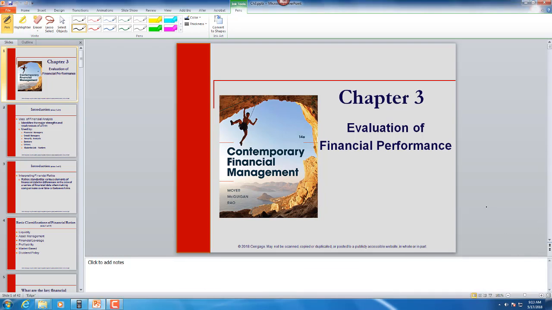This is a good chapter. It's actually a simple chapter. Evaluation of financial performance using ratio analysis. Essentially, the whole point of this is to evaluate strengths, weaknesses, opportunities, and threats for a firm.